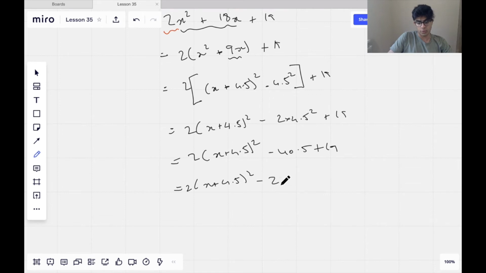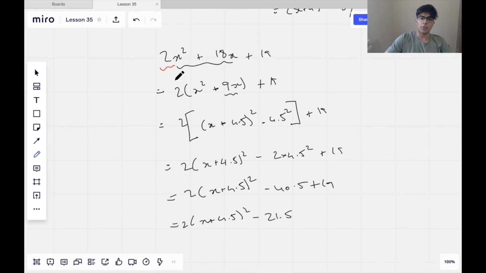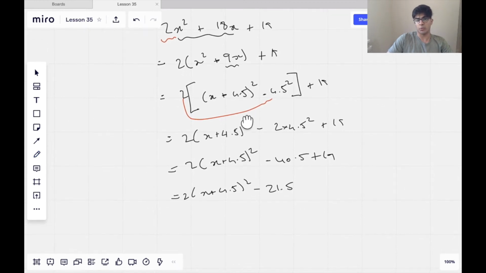becomes minus 21.5. So in this case, remember, if we have a coefficient of x squared that isn't 1, we look at these first two terms, we factorize out the coefficient of x squared that's there. So we get it into a form where the coefficient of x squared is 1, and then we do our normal process again. And the key thing, a lot of the time, what students make a mistake on here is that we don't multiply this minus 4.5 squared by the 2. So you have to remember to multiply that out, and then just do it as you did before.